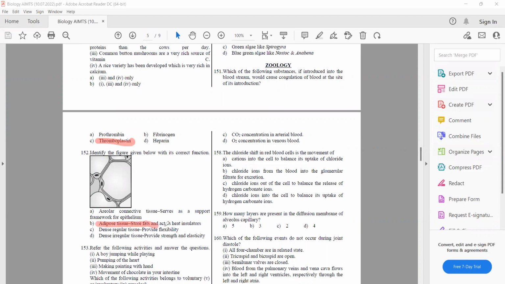152. So the figure which is given here is adipose tissue. When we talk about the adipose tissue, this is meant for storing the fat, and it will also act as the insulator.